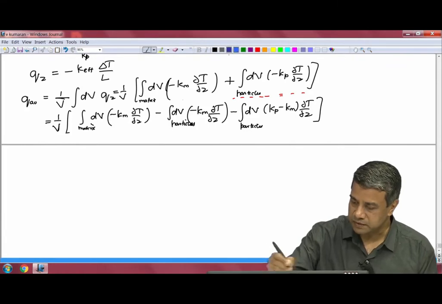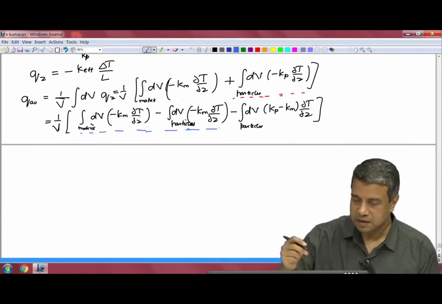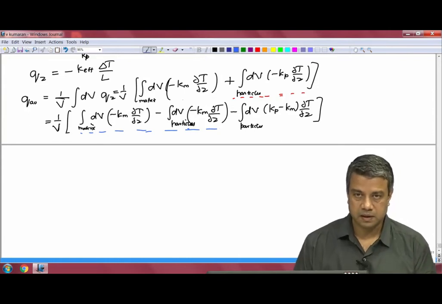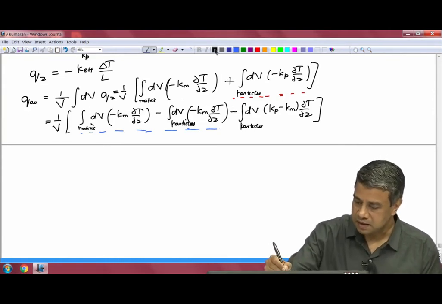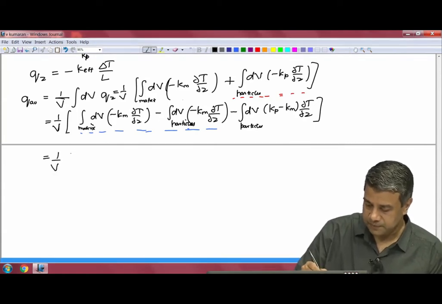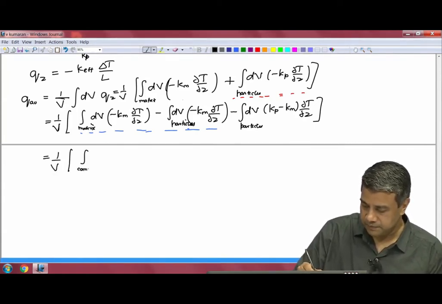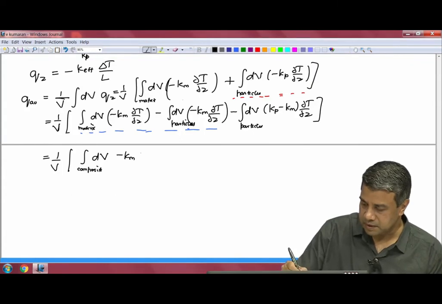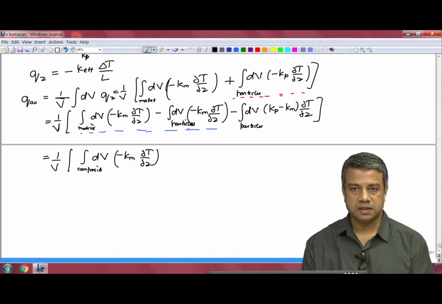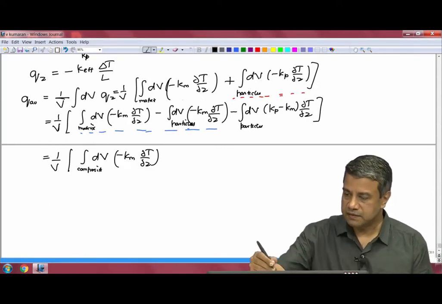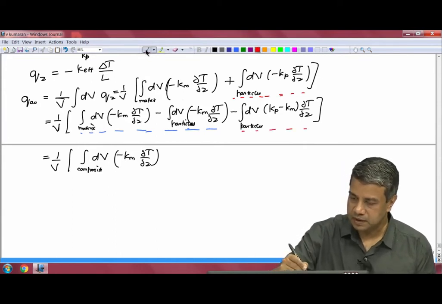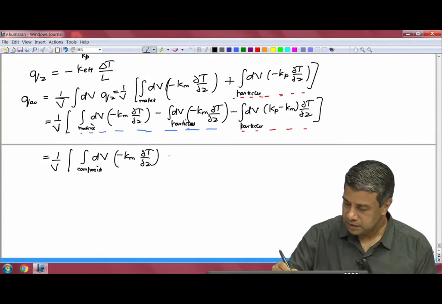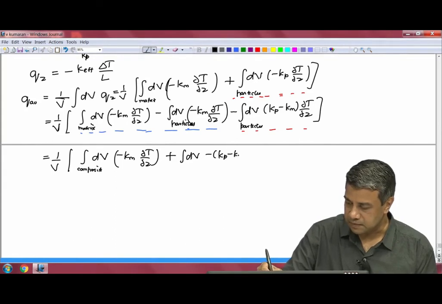Now, this summation over the particles plus the matrix is a summation over the entire composite, and I will get 1 over V into the integral over the composite dV times minus Km into partial T by partial z. This is now an integral over the entire composite, and then I have the second term, which is plus integral dV minus of (Kp minus Km).